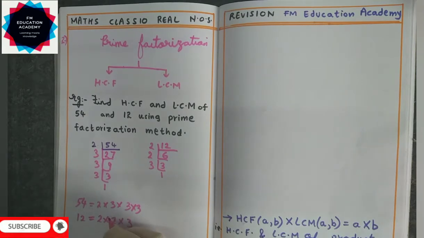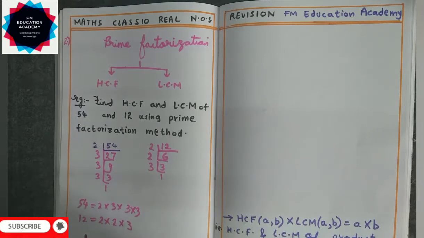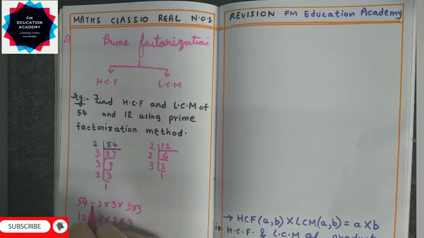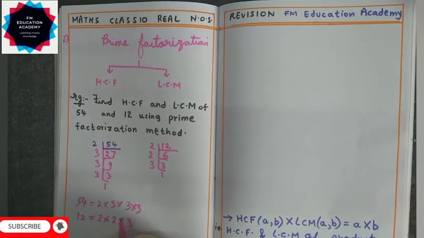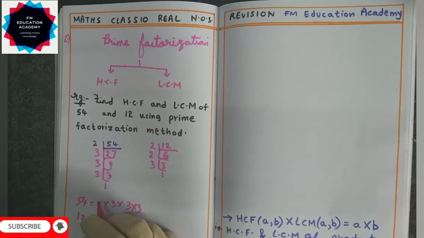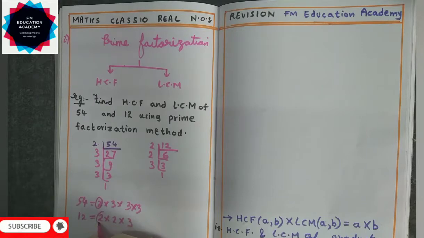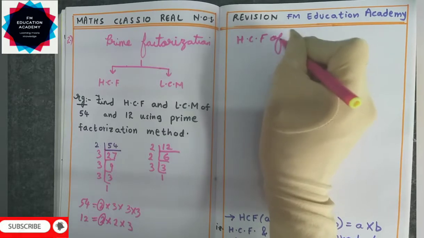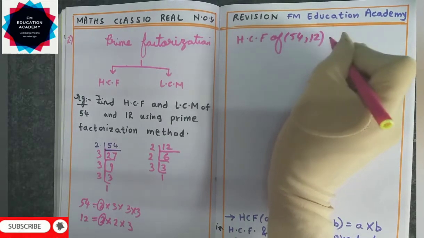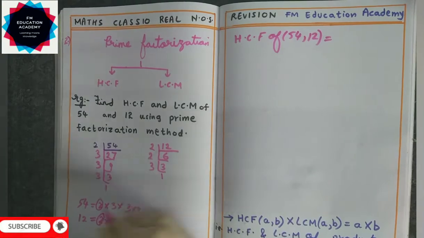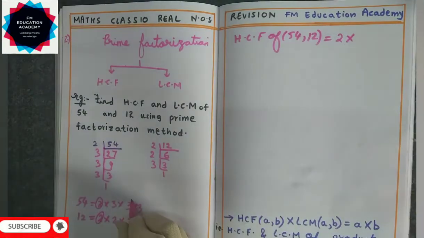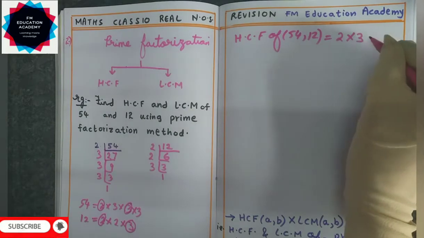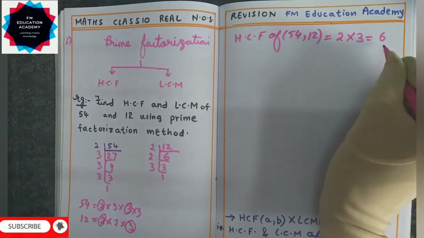So what is the HCF? Remember, I'll give you a hint. HCF is always only the common factors between 54 and 12. What are the factors of 54? 2, 3, 3. What are the factors of 12? 2, 2, 3. So 2 is there in 54 as well as in 12. My HCF of 54 and 12 will be: between this 2 and this 2, I take 1 common 2. Between this 3 and this 3, I take 1 common 3. So 2 3s are 6. So the HCF of 54 and 12 is 6.